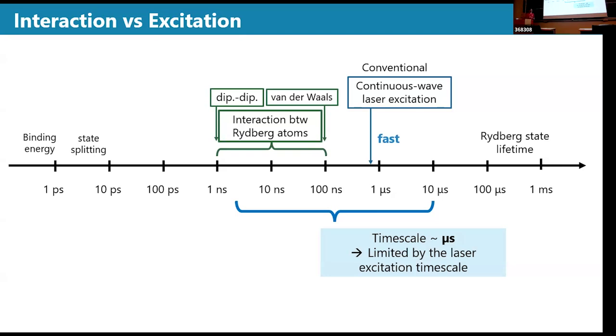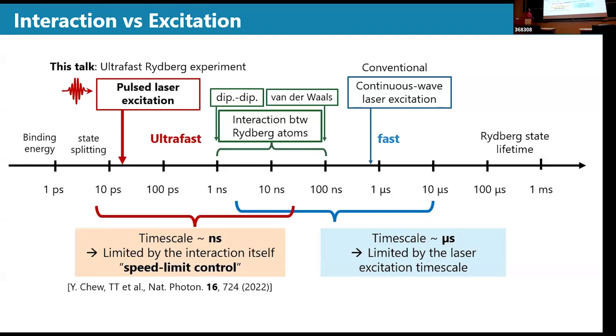What I want to introduce, or what we did in our research, is to overcome this limit and realize this bare interaction by using an ultrafast picosecond pulse laser for excitation. So the time scale of this excitation is faster than the interaction time scale. If you combine these, then the time scale of the physics is not limited by the excitation time scale, but simply limited by the interaction time scale. So we hope that we can observe the interaction more directly. This is called speed limit control, because the physics is not limited by the excitation scheme, but limited by the interaction.